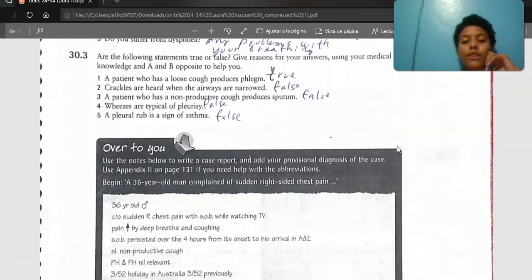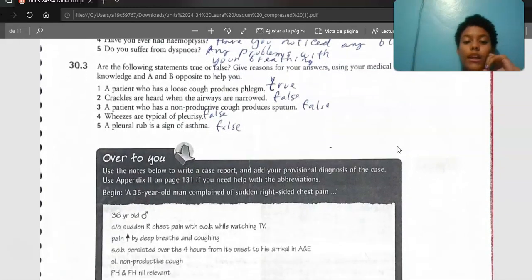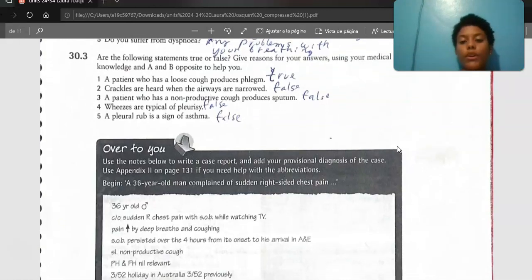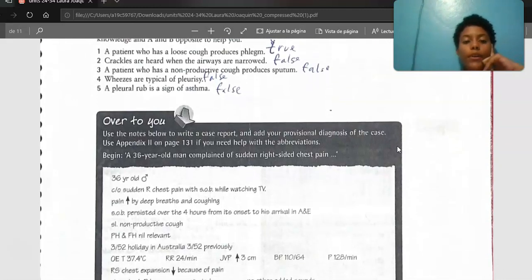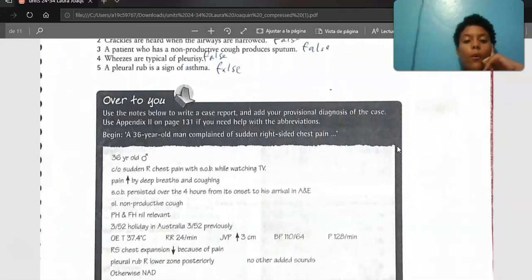Are the following statements true or false? Give reasons for your answers using your medical knowledge and the box opposite to help. A patient who has a loose cough produces phlegm. True. Crackles are heard when the airways are narrowed. False. A patient who has a non-productive cough produces sputum. False. Wheezes are typical of pleurisy. False. A pleural rub is a sign of asthma. False.